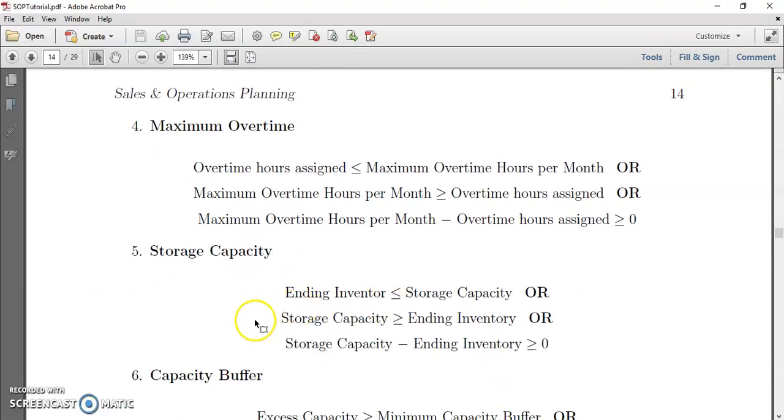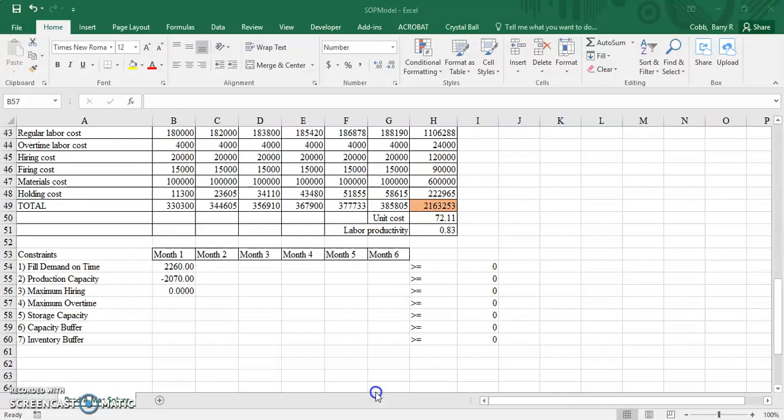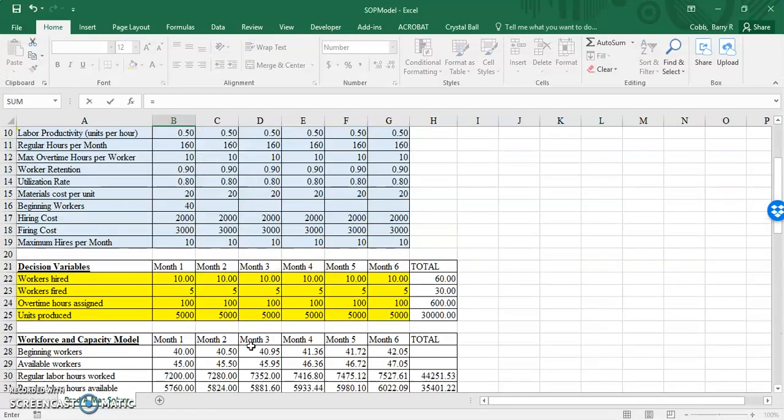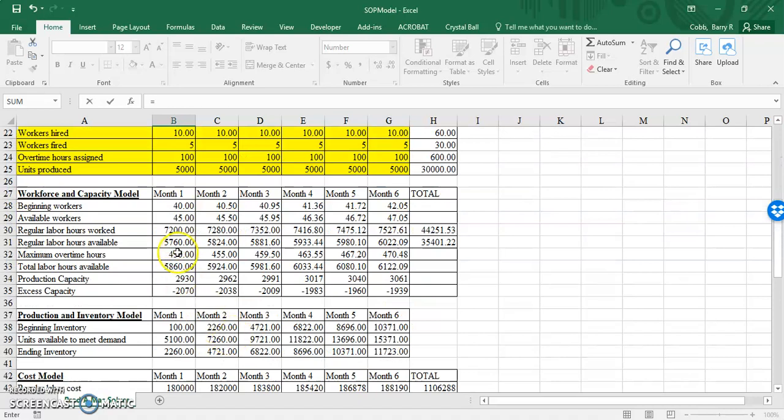The next constraint is the maximum overtime constraint. Overtime hours assigned in a month must be less than or equal to the maximum overtime hours per month. On the second line, I've simply reversed this inequality and said that maximum overtime hours per month is greater than overtime hours assigned. And then on the third line, I've simply subtracted overtime hours assigned from both sides to write this constraint as maximum overtime hours per month minus overtime hours assigned is greater than or equal to 0. So we enter maximum overtime hours minus overtime hours assigned.